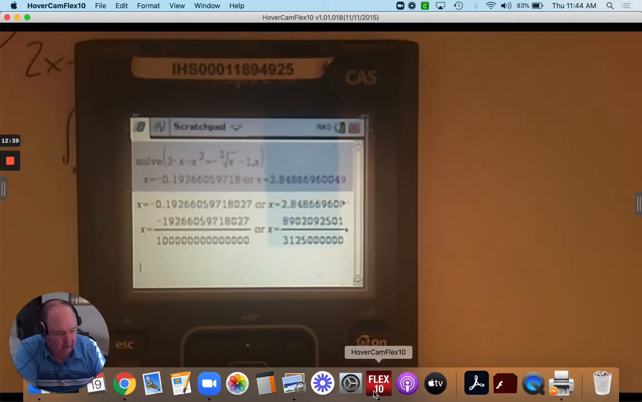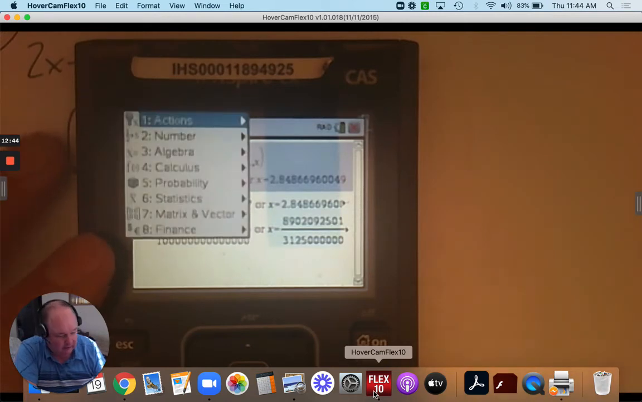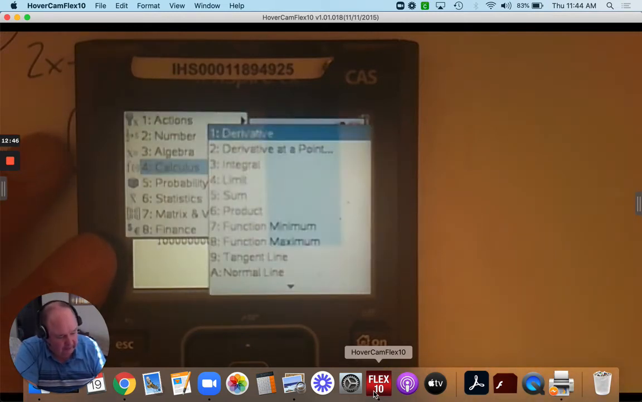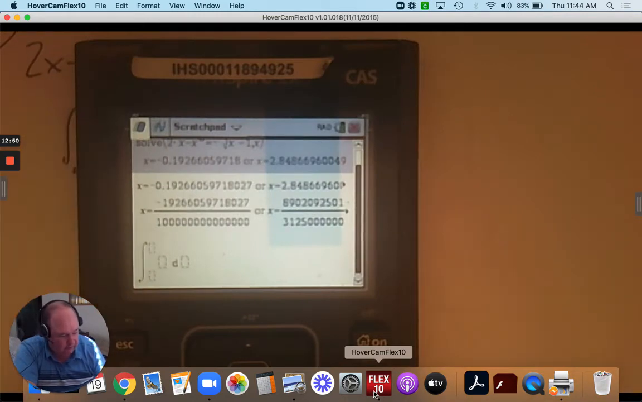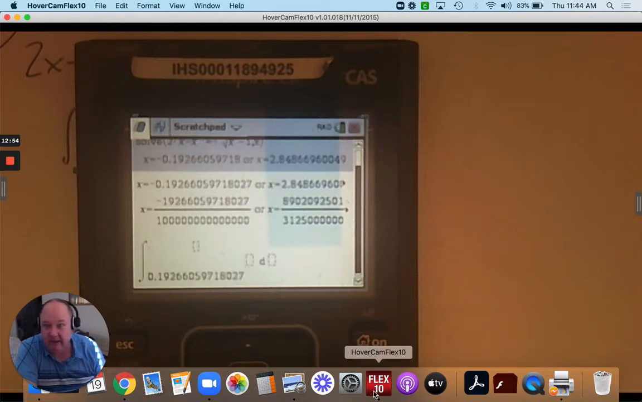So when I want my setup, when I do the setup, which is menu, calculus, and integration, which is 3, for my lower limit I'm going to go Control V, and it'll paste. And then you'll have the exact lower limit. Can we try that again?